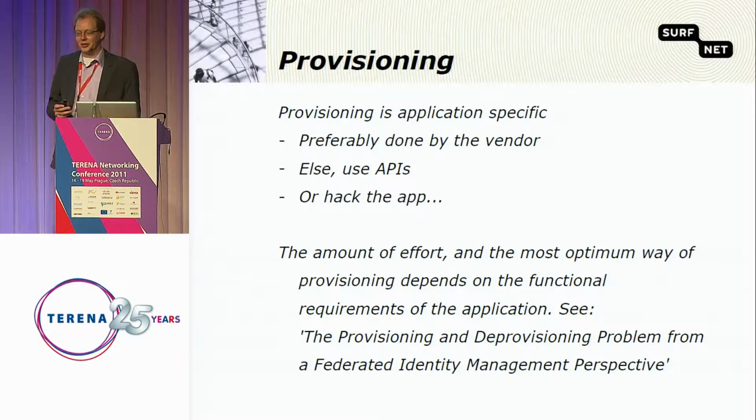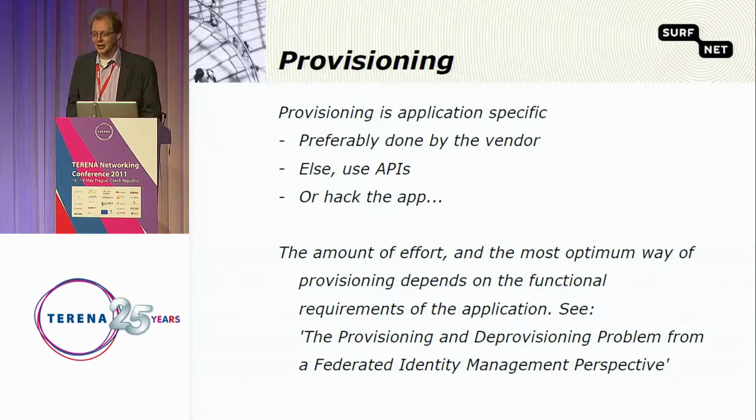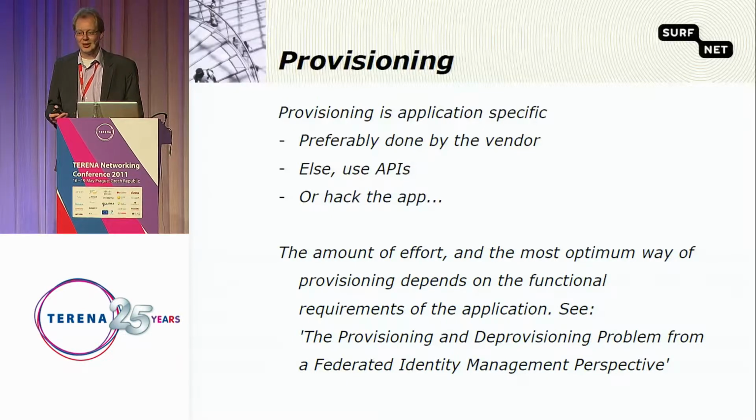Provisioning the application is mostly application specific, and that's actually a problem. That means that you have to do it over and over again based on what the actual application offers you. So preferably, you leave it to the vendor. If you cannot do that, try to use APIs, because that abstracts the provisioning process. Well, if even that is not available, there's nothing left to do but hack the application. And that's been the strategy employed by many NRENs from my observation.